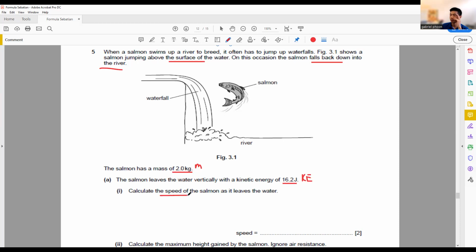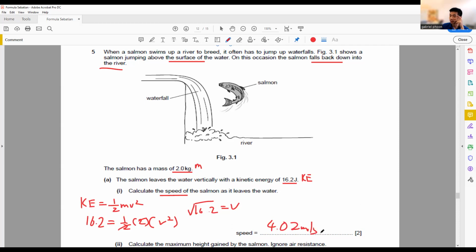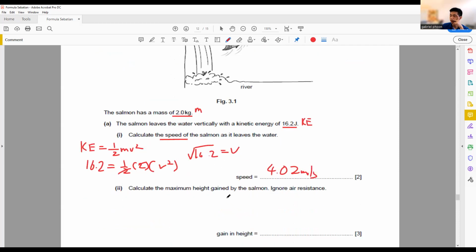Calculate the speed here. This one is a very straightforward one. You have kinetic energy, you have mass, you're asked to find speed. For sure, you're supposed to use the KE equals to half mv square formula, right? In this case, it will be 16.2 equals 1 over 2 multiplied by 2 multiplied by v square, which actually cuts itself. So from here, it's essentially the square root of 16.2 equals v. So you'll get 4.02 meters per second.